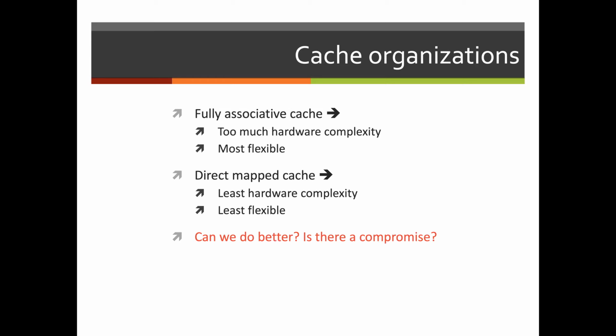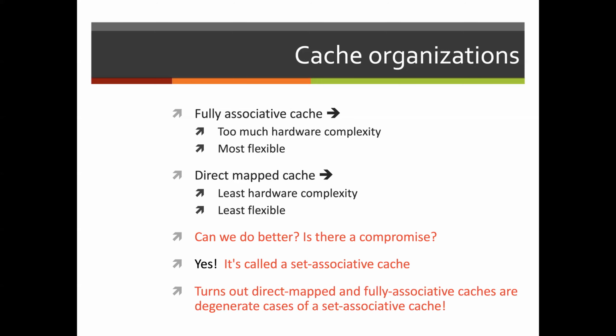Can we do better in terms of the cache strategy that we utilize? And is there a compromise? Fortunately, there is a compromise. We call it a set-associative cache. It turns out that direct mapped and fully associative caches are just degenerate cases of a set-associative cache. And most caches that we have are set-associative.